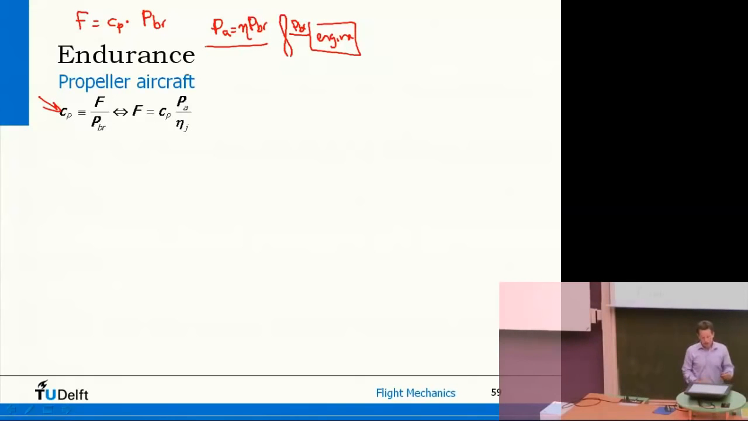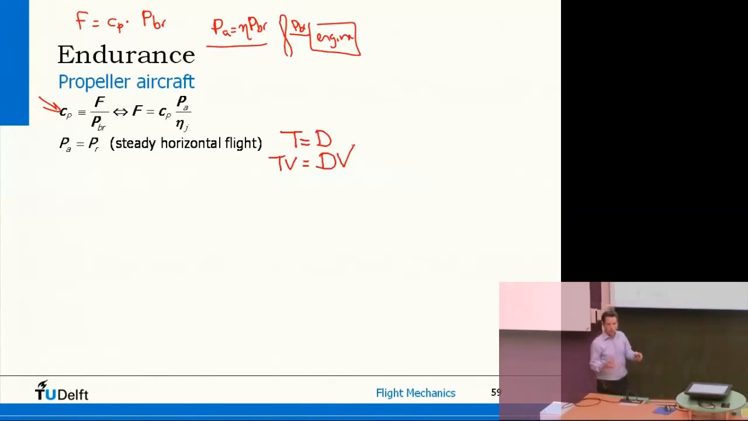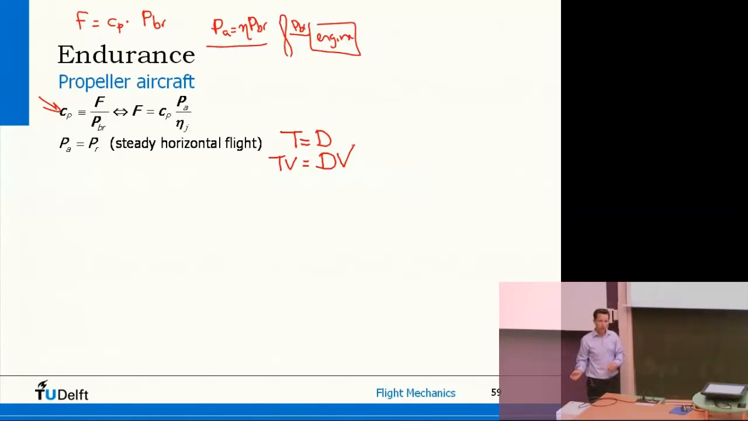Now, in steady horizontal flight, thrust is equal to drag, or thrust times velocity is drag times velocity. So the power you have available must be equal to the power you require to overcome drag. Okay? So if I put power required in the equation, then this is what I get. Fuel flow is Cp over eta j times power required.